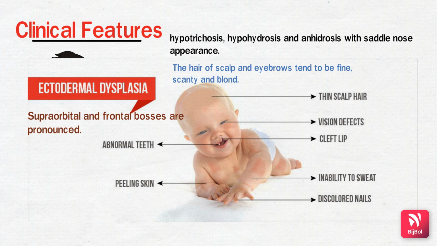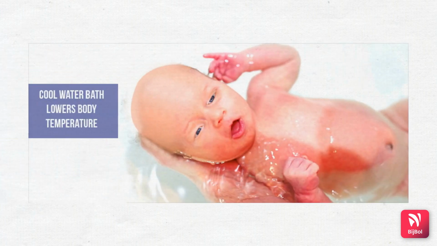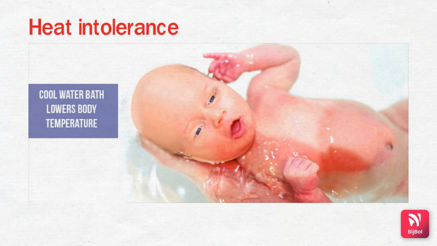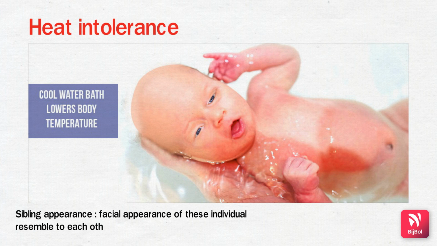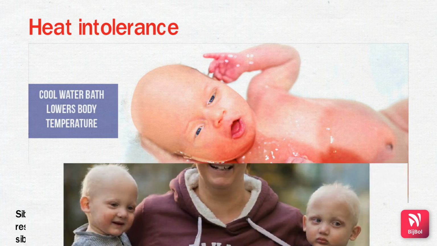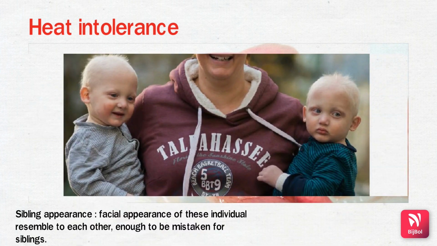Supraorbital and frontal bossing are pronounced. They have one characteristic feature called heat intolerance. Skin in these subjects is often dry, smooth, soft, scaly, with partial or complete absence of the sweat glands. Such patients cannot perspire, and they usually suffer from hyperpyrexia and inability to endure warm temperatures. The next feature is a sibling-similar appearance. The facial appearance of these individuals resembles each other enough to be mistaken for siblings, but they are not.